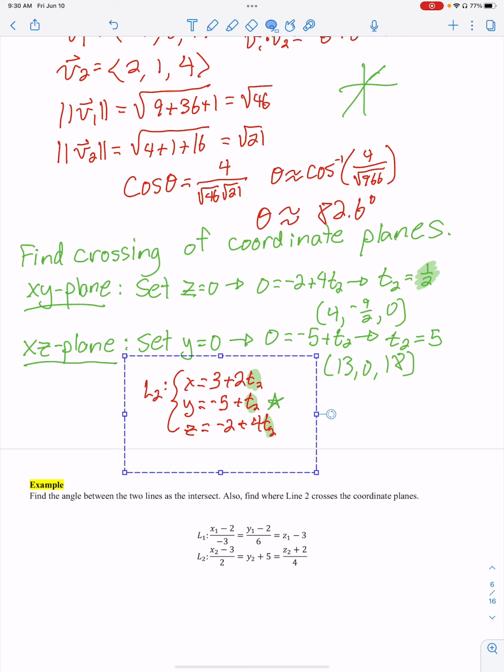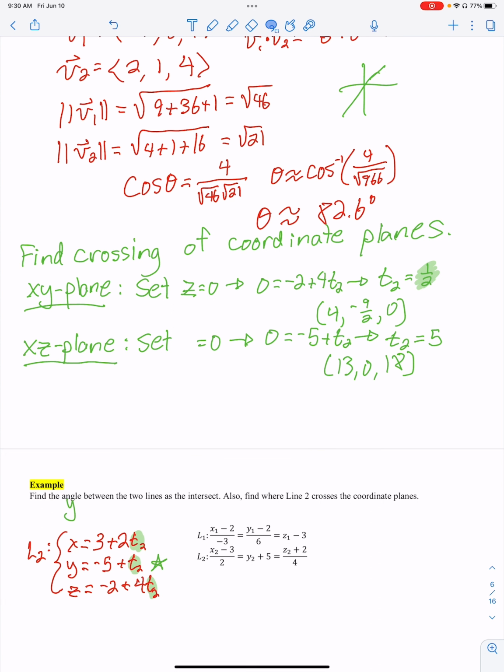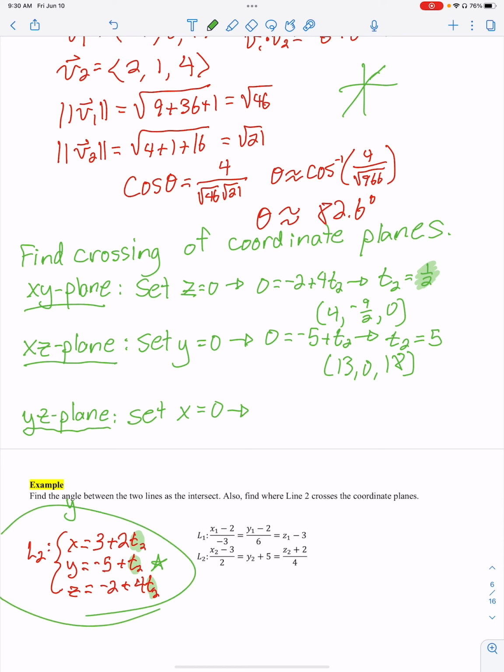All right, let me move this down. It's going to go right there. And we got one more plane. We have an XY plane, we have an XZ plane, and we also have a YZ plane. For the YZ plane, you could probably guess this, we set the missing variable, x, equal to 0. I use the L2 that's down here: 0 equals 3 plus 2t2. If I solve for t2, we get negative 3 over 2. Plugging that in for each t2, we get the point 0, negative 13 over 2, negative 5.